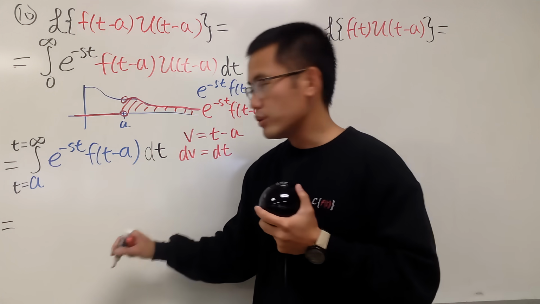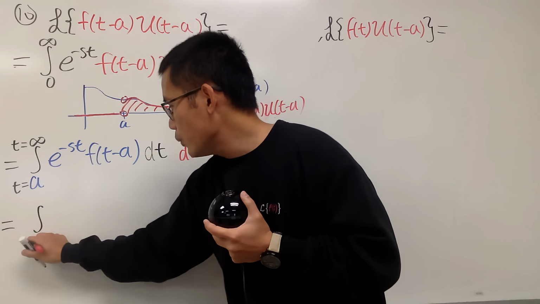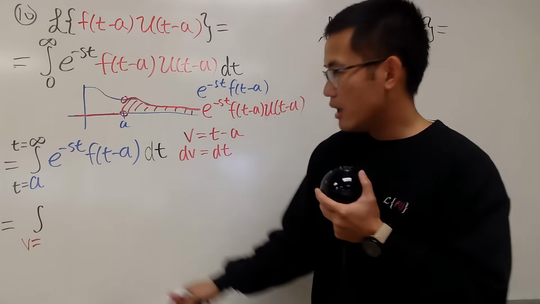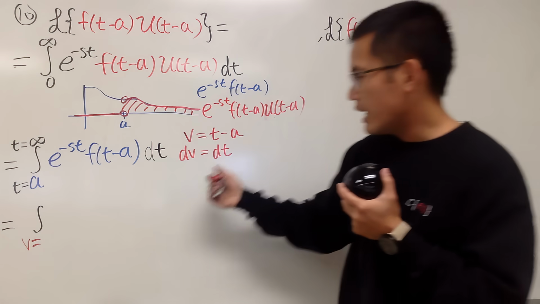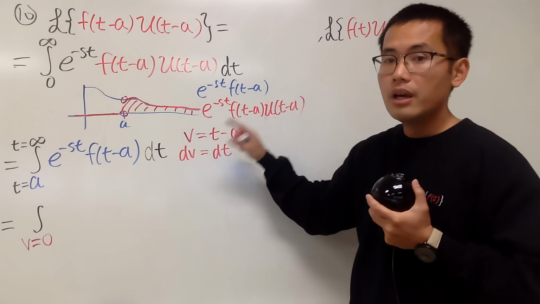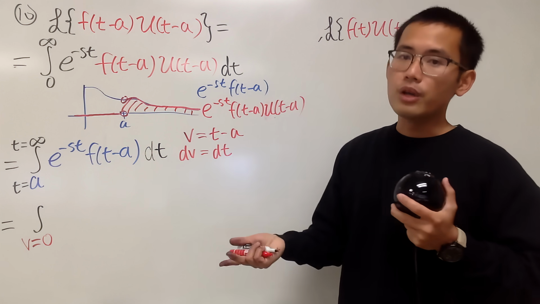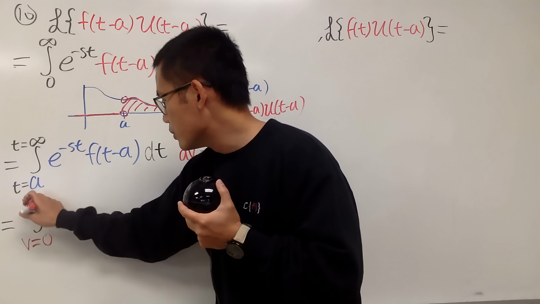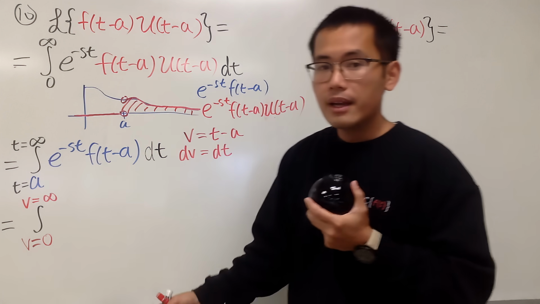Now take this integral to the v world. V will go to where? Start here where? You put a right here, a minus a, we get 0. And then you put infinity right here. Infinity minus a finite number is still infinity. So v goes from 0 to infinity.